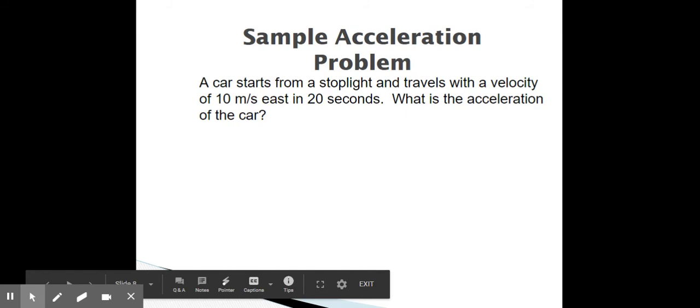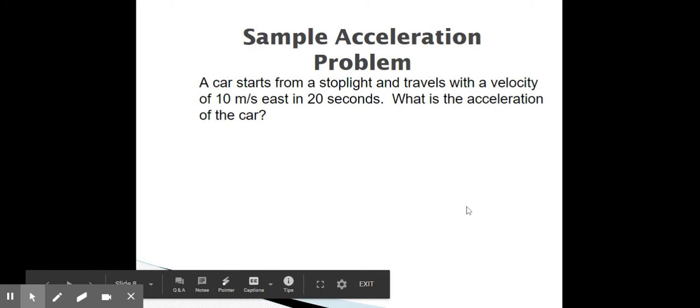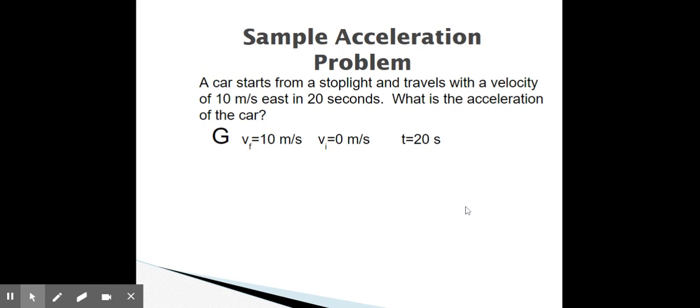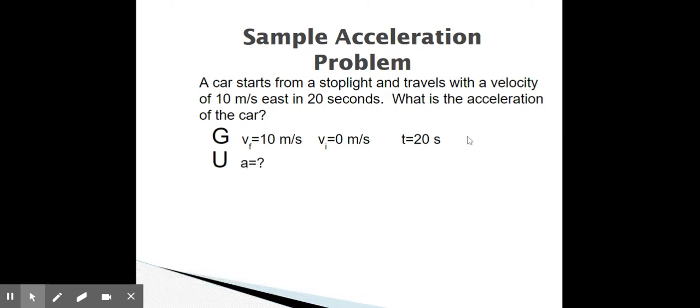All right, so let's do the sample problem. A car starts from a stoplight and travels with a velocity of 10 meters per second east in 20 seconds. What's the acceleration? All right, so we have to identify the initial velocity, the final velocity, and the time. Okay, so these are our variables. The final velocity is 10 meters per second. The initial velocity is 0, and we get that because it says it starts from a stoplight. So we know that the car is still. And the total time is 20. So the unknown is acceleration. That's what we're looking for.